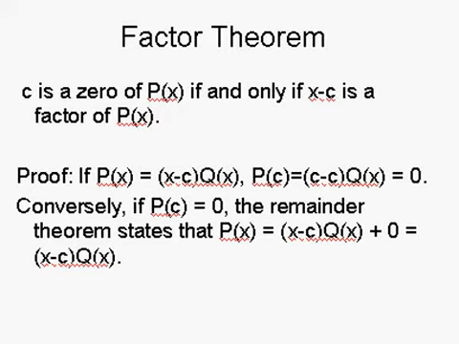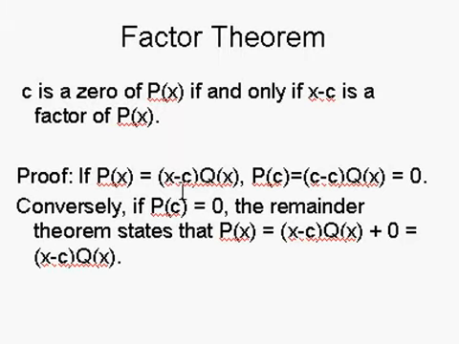The factor theorem says that c is a 0 of p of x if and only if x minus c is a factor of p of x. So that shouldn't be too surprising. We know that to find the x-intercepts, the zeros of the polynomials, we factor and set each piece equal to 0. Okay. So the proof, you have to prove it both ways. You have to prove first that if c is a 0, then x minus c is one of the factors, and you have to prove that if x minus c is a factor, then c is one of the zeros. Okay.